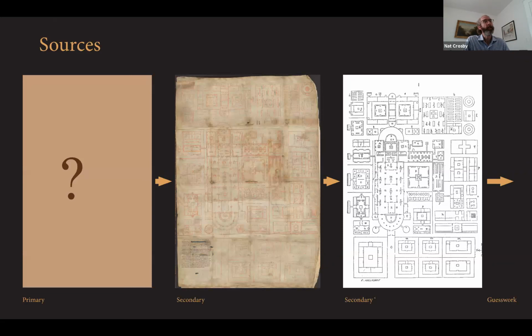Thinking at a high level about source information, take the plan of St. Gall as an example. What we do know is that this parchment plan is a secondary copy of some earlier primary source, and then there have been many interpretations and redrawings of that plan throughout the ages. So we always need to be conscious about how we interpret that information and what might have been known at the time that it was created.